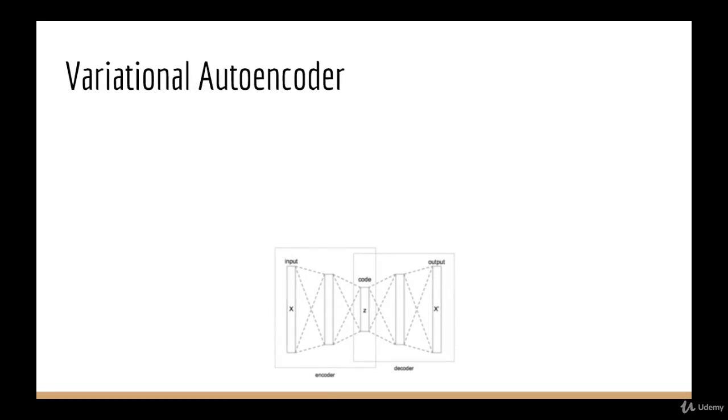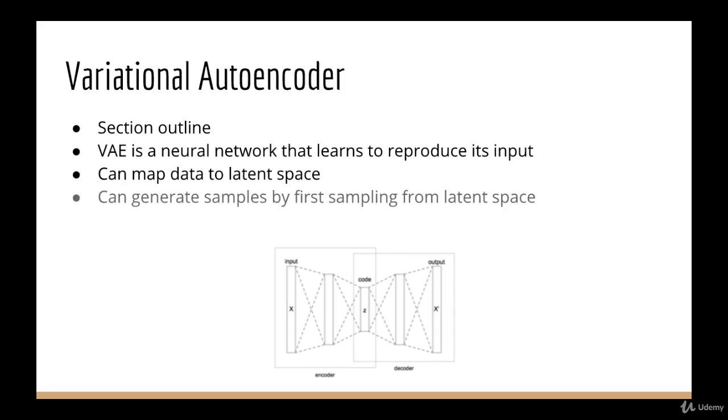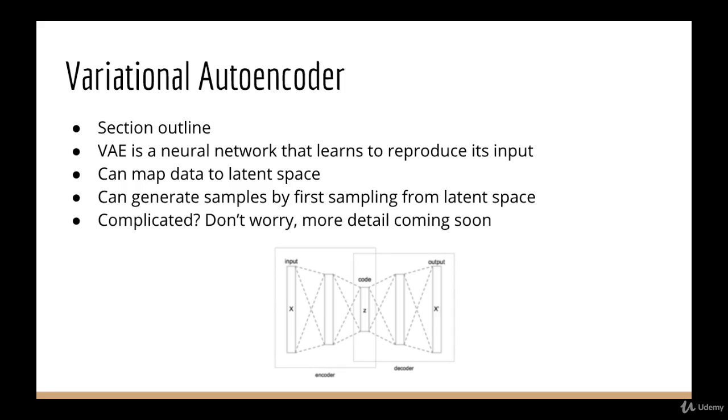In this lecture, we are going to discuss some of the background behind the variational autoencoder. The variational autoencoder is a neural network that can both learn to reproduce its input, but also map training data to a latent space and then draw samples from the data distribution by sampling from the latent space. If that sounds complicated, don't worry, as we will be going through that process in much more detail throughout the next few lectures.